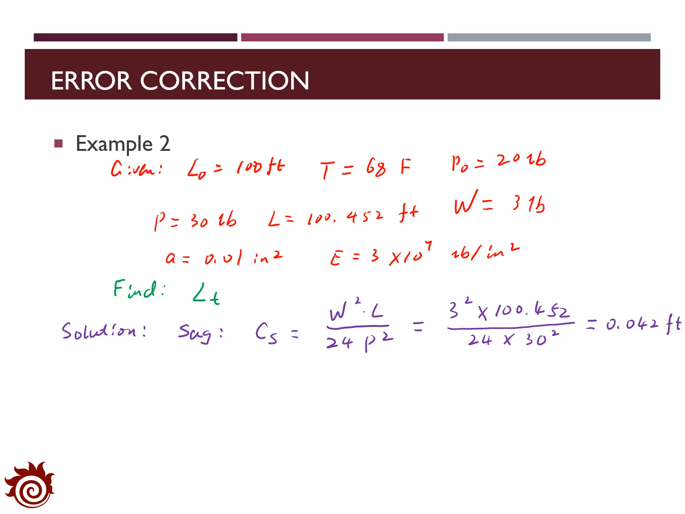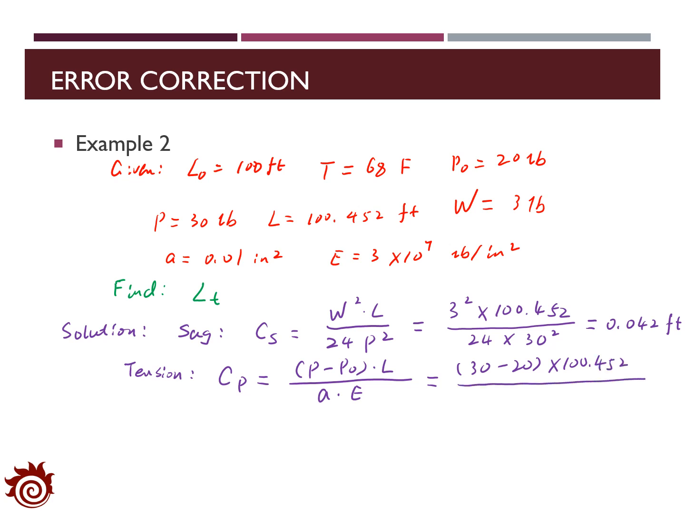And then we need to consider the correction for tension. So we have the correction for tension, Cp, as (P minus P0) times L over A times E. Capital P is 30, P0 is 20, times the length, 100.452, over A, which is 0.01, and capital E is 3 times 10 to the power of 7, which will give us the result as 0.003 feet.